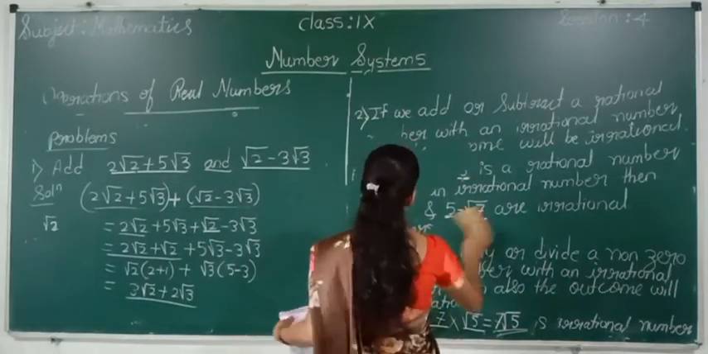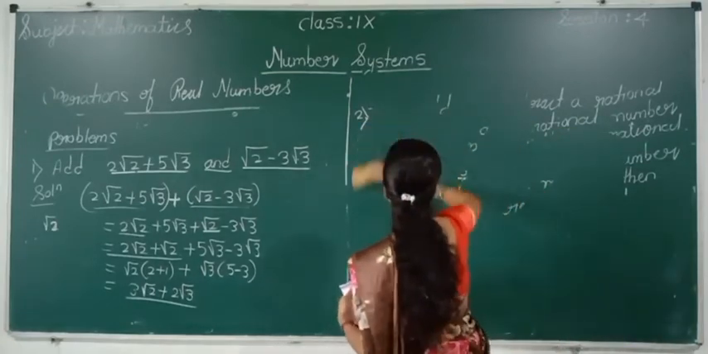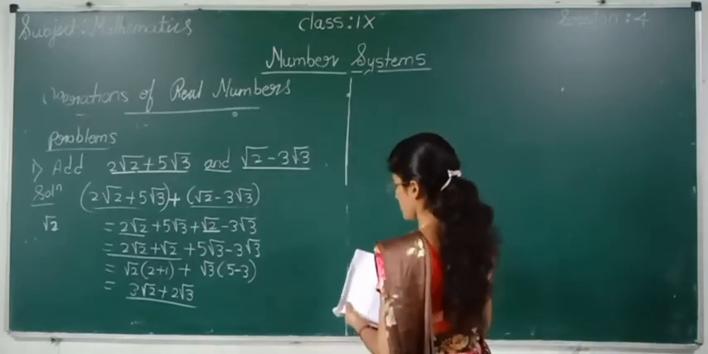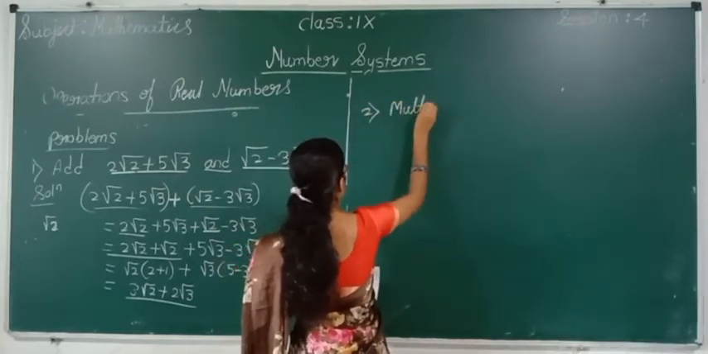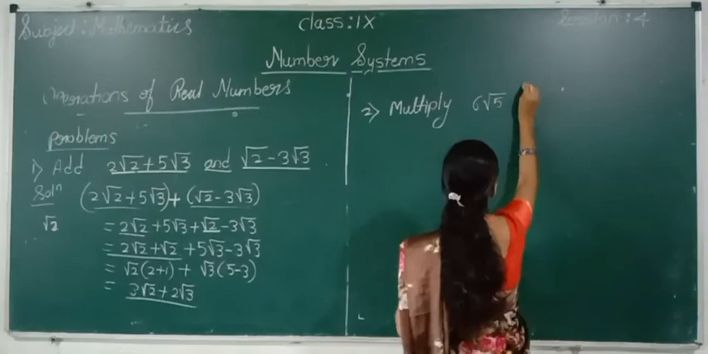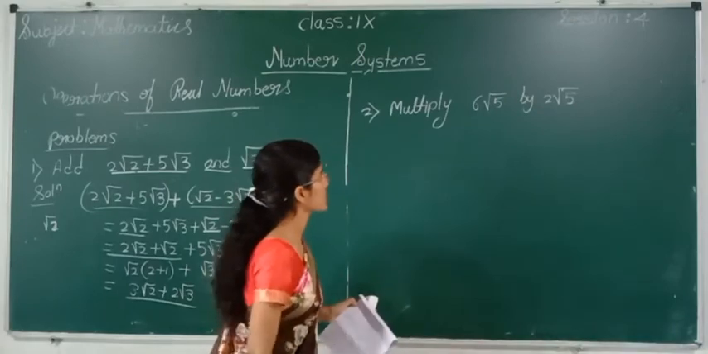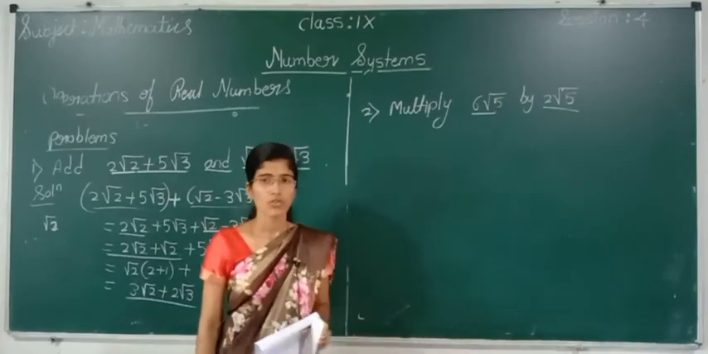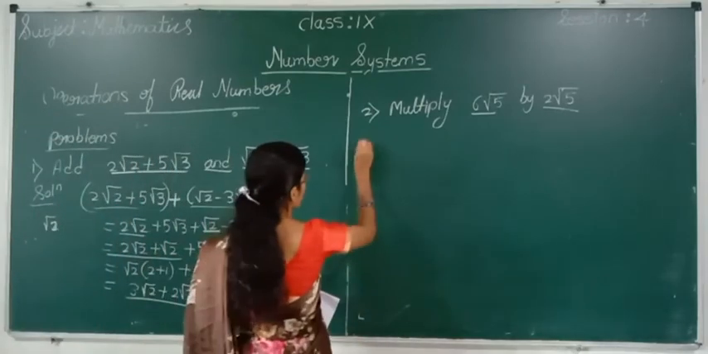We will see the second problem. Second problem is multiply 6 root 5 by 2 root 5. We have to multiply this. Now see here, this is an irrational number and this is also an irrational number. If you multiply two irrational numbers, the answer may be rational or irrational. Now we will check it.